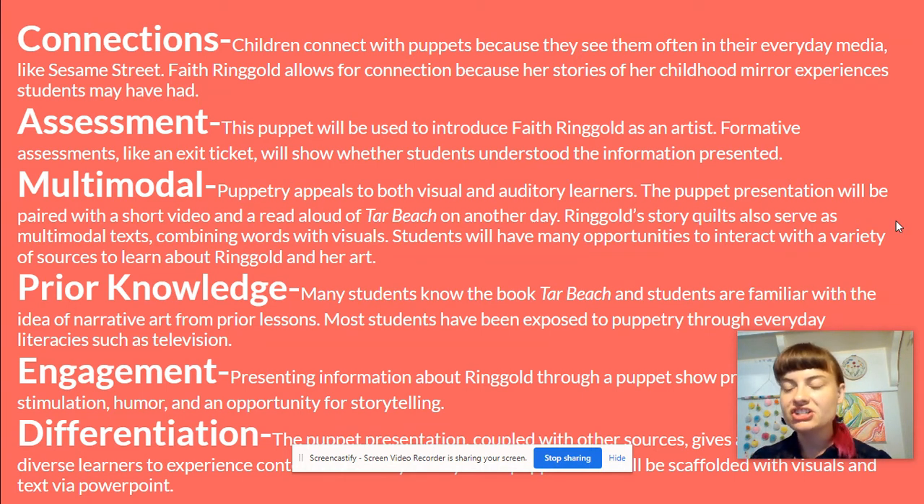In terms of differentiation, this would be paired with a lot of other instructional strategies that overall would provide a really differentiated lesson because students are gaining knowledge in a variety of ways. So through this puppet, but also by looking at work by Ringgold, watching videos about her, and other instructional strategies.